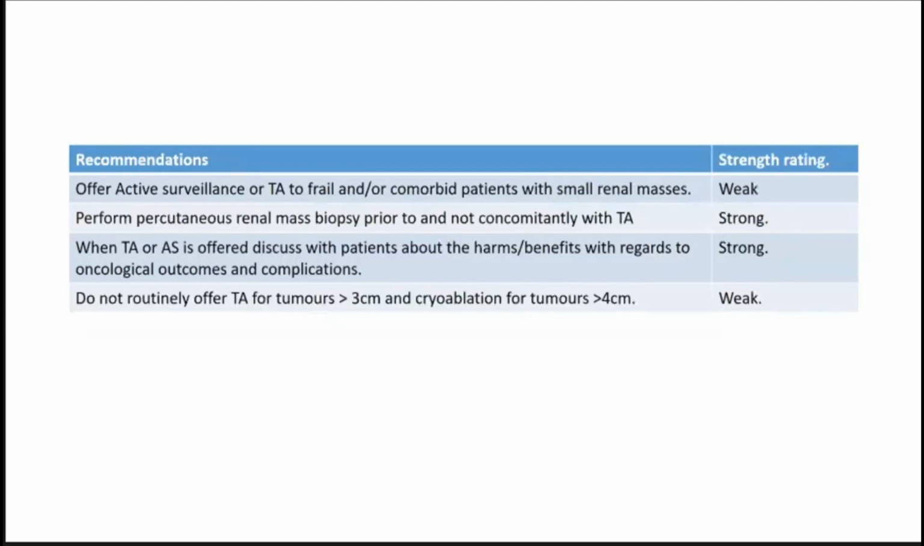Now, the recommendations: offer active surveillance or thermal ablation to frail or comorbid patients with small renal mass, which has a weak strength rating. Perform percutaneous renal mass biopsy prior to and not concomitantly with thermal ablation, which has a strong strength rating. When thermal ablation or active surveillance is offered, always discuss with the patient the harms and benefits with regard to oncological outcomes and complications, which has a strong strength rating. And do not routinely offer thermal ablation for tumors more than 3 cm and cryoablation for tumors more than 4 cm, which has a weak strength rating.